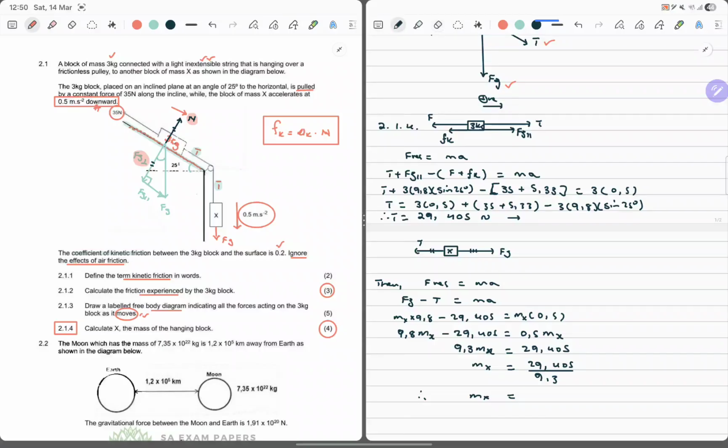Okay, let's just not rush. Right, let's see. So we've got 29,405 divided by 9,3. So this gives us 3,16 kilograms. Nice and easy. Alright, so that's the mass of our object.